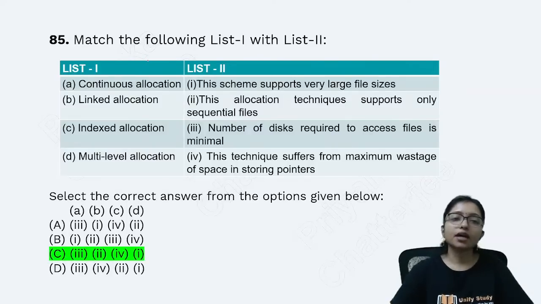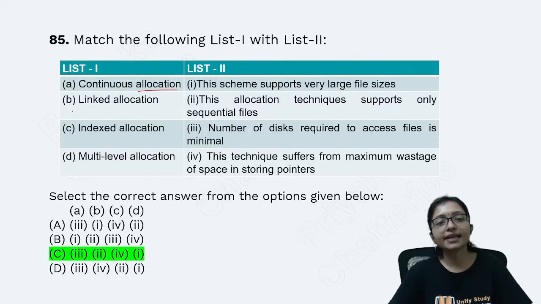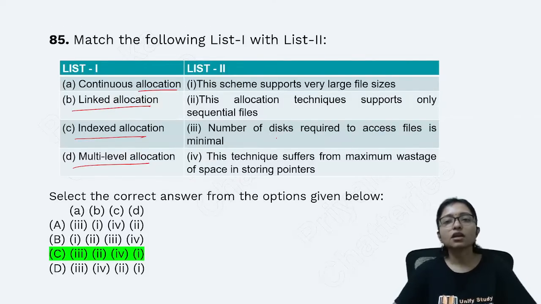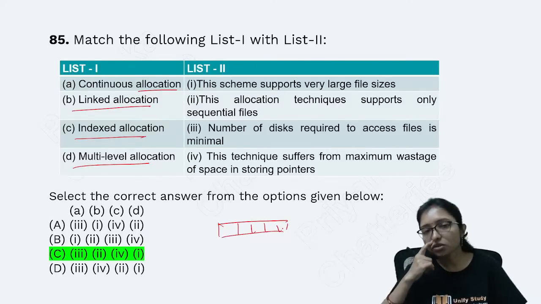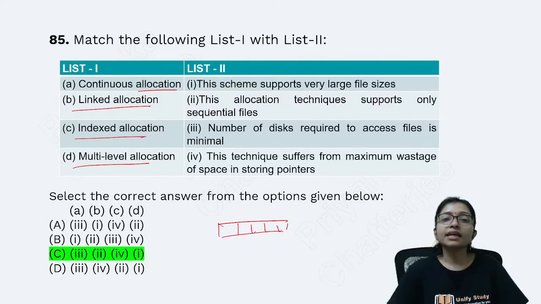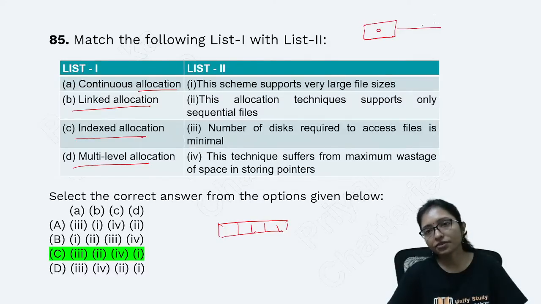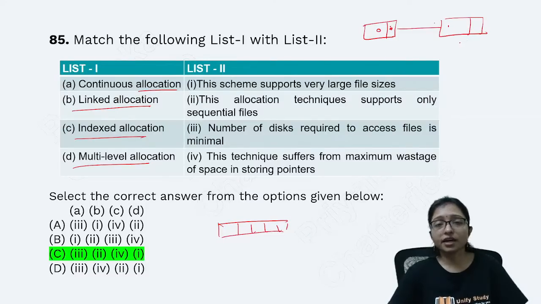Yes, answers are coming. Continuous allocation, linked list allocation, index allocation, multi-level allocation: different types of allocation techniques. Continuous means the same location, you are giving continuously, so that is continuous allocation. Linked list allocation means I allocate from here, then it keeps a pointer to the next block, which is allocated elsewhere, not required in a contiguous manner.